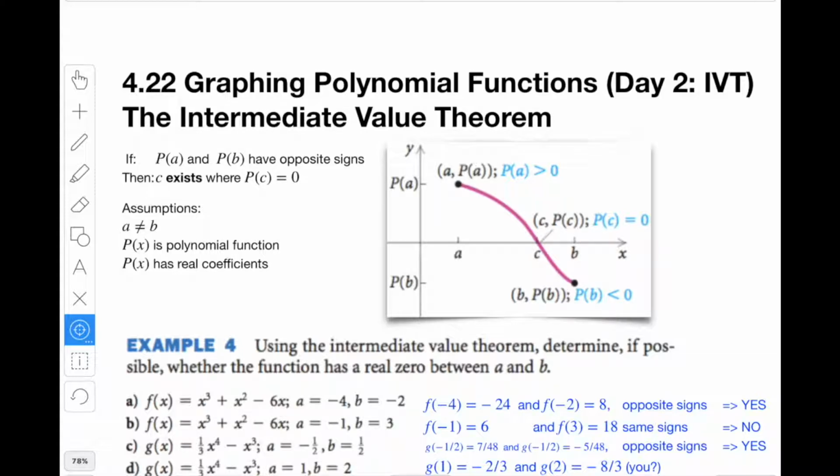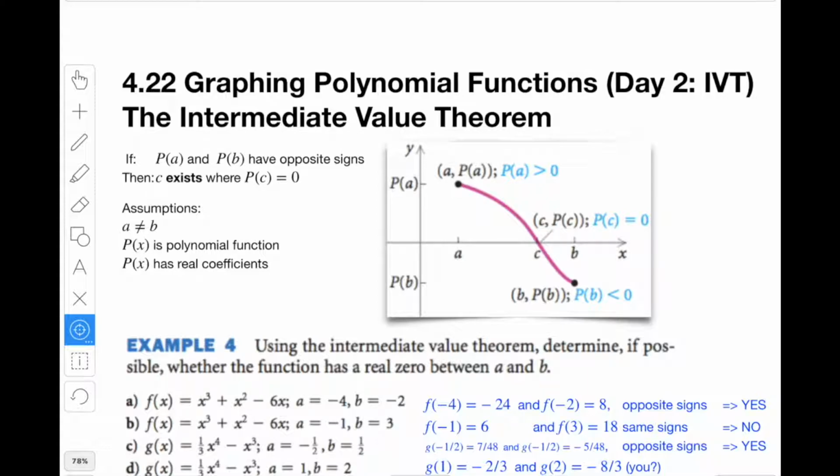This is day 2, and we've got a special theorem today. It's the intermediate value theorem, and it goes like this. If you've got p of a and p of b that have opposite signs, so let's say p of a is positive, like this value over here is above the x-axis, and this value is negative, it's below the x-axis, then there exists a c value that is in between a and b somewhere where p of c is equal to 0. It's an x-intercept, and it's a 0 of the function.